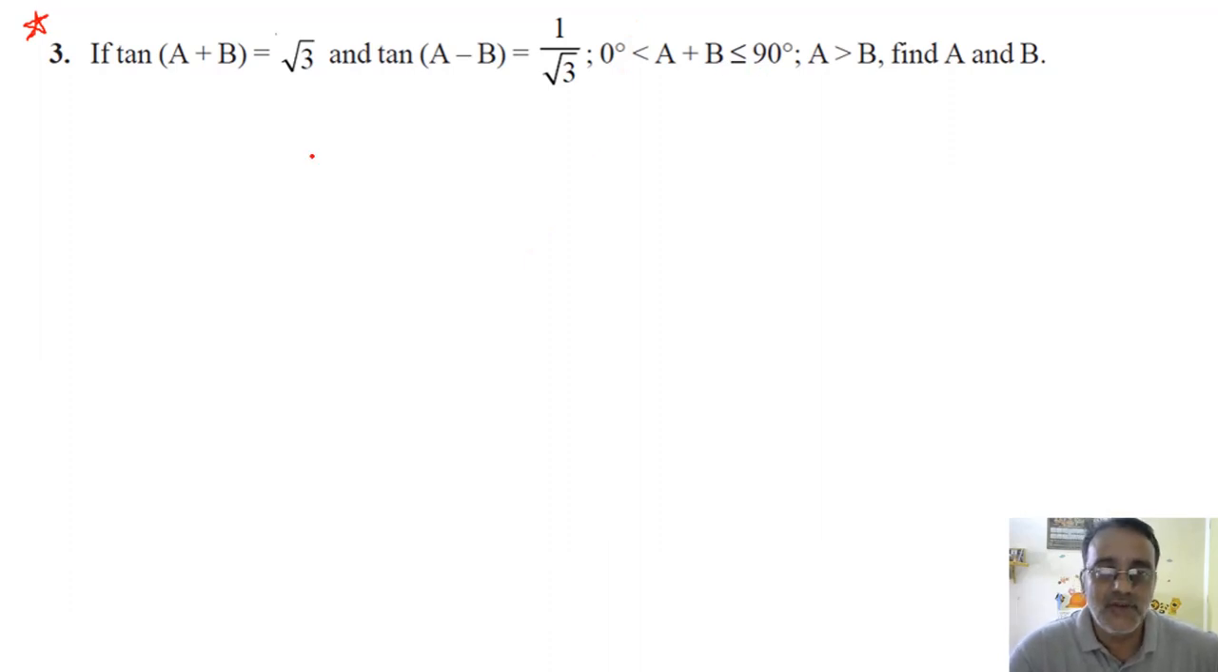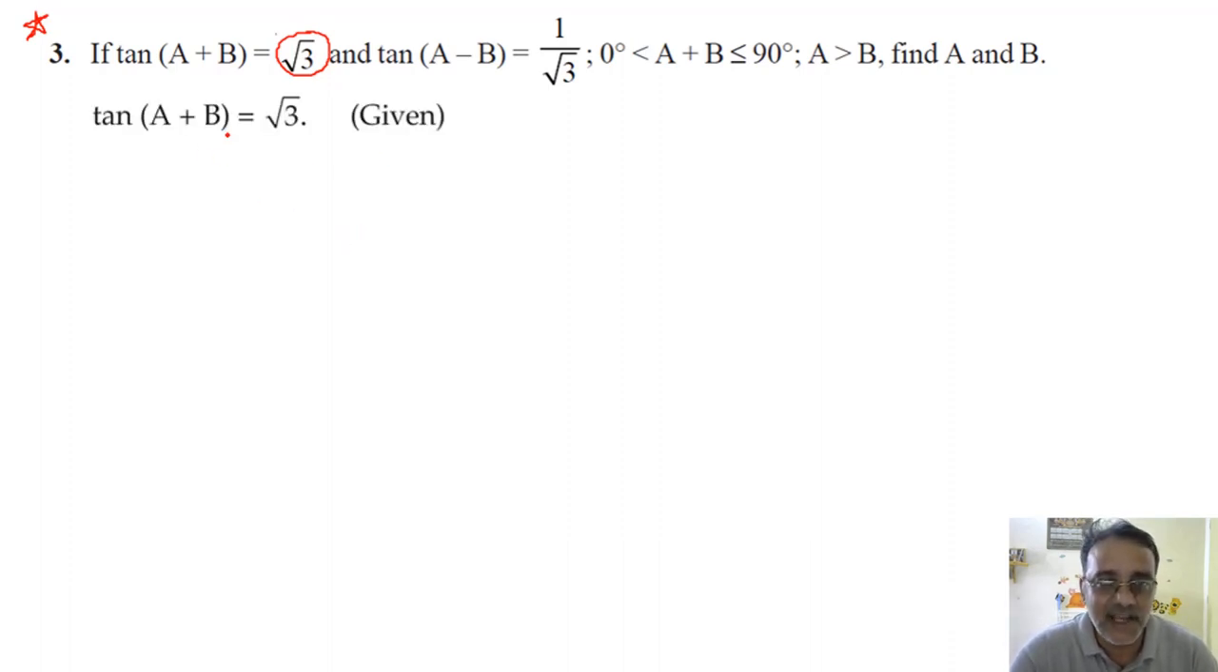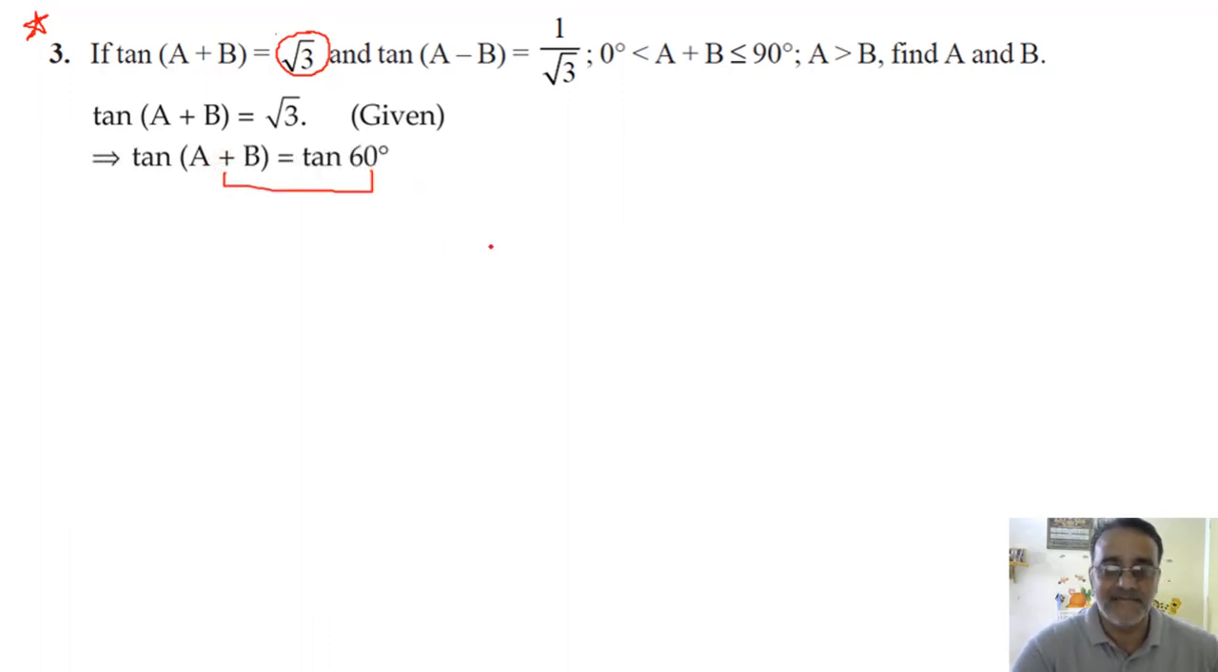Right. So now in tan, in which angle will you get root 3? 60 degree, right? So we'll start with tan of A plus B is equal to root 3, it is given, and this is equal to tan 60 degree. Now we can equate the angles. So what is the value of A plus B? 60 degree. Right. So let it be equation number 1.